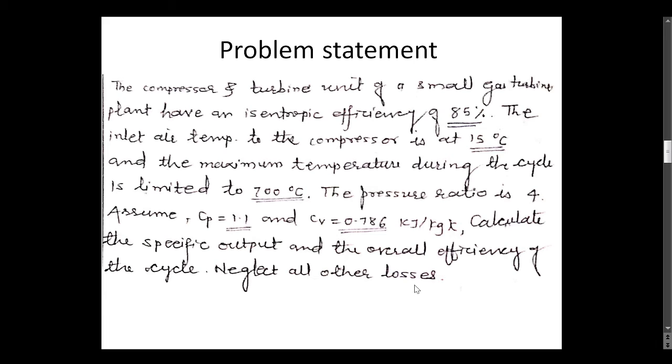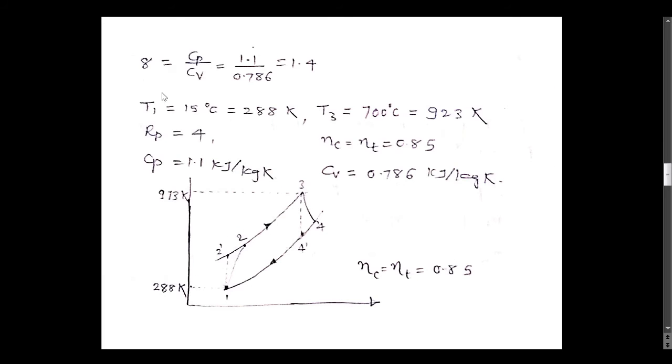Neglect all other losses. So if you read the problem statement carefully, what is given: the isentropic efficiencies of the turbine and compressor are 85%, both equal. Now we have to calculate the overall efficiency and the specific output. Gamma we can calculate. The solution starts from this point. Gamma is equal to Cp by Cv. Keeping the values of Cp and Cv, that comes to 1.4.